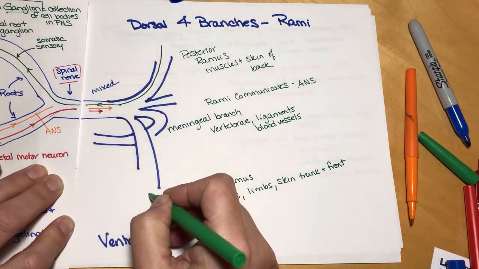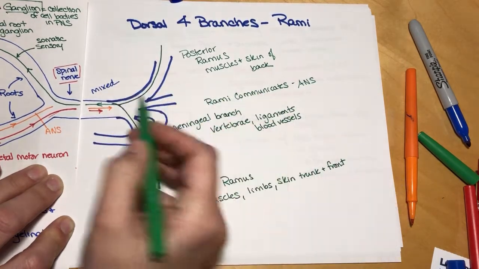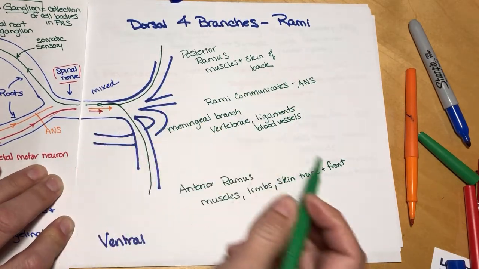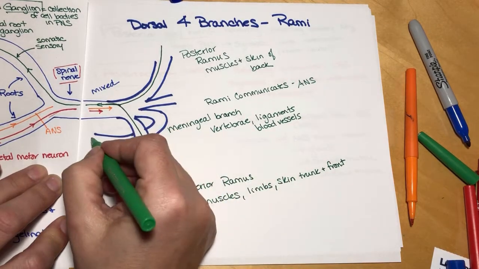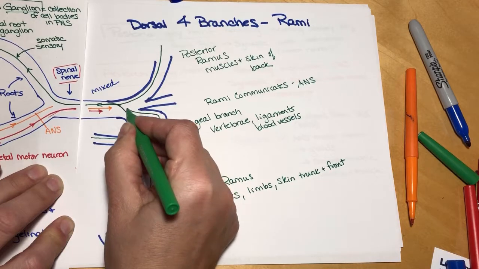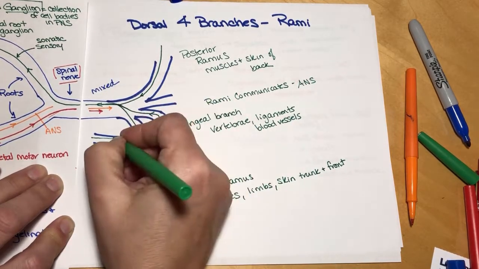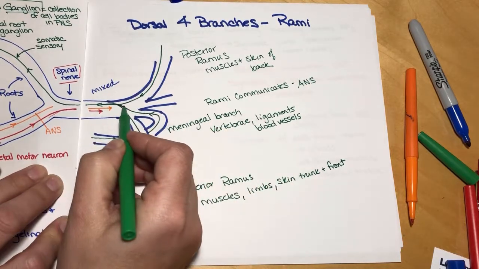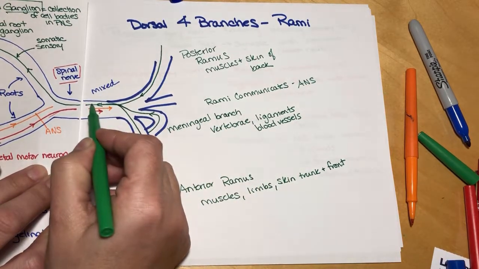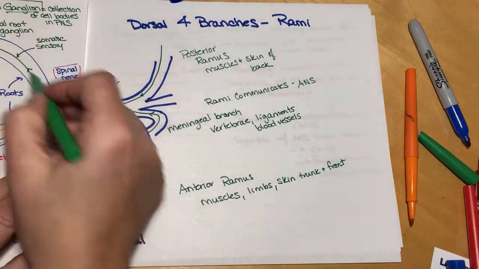Our sensory information from the front and the limbs is going to come in here. We're going to merge together and run in the spinal nerve. And our sensory information from the cord and the vertebrae are going to come in and merge as well. So all of these are coming in on different branches, merging together in the spinal nerve, and then are going to go on this dorsal root.